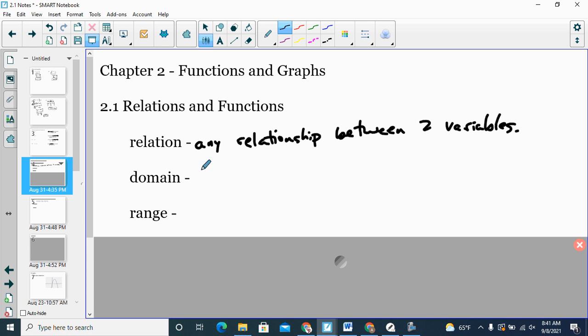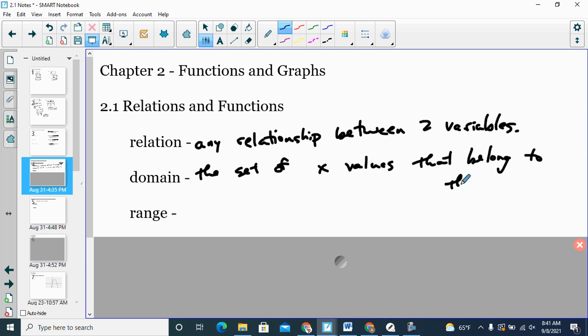The domain is the set of x values that belong to the relation. And range is the set of y values that belong to the relation.